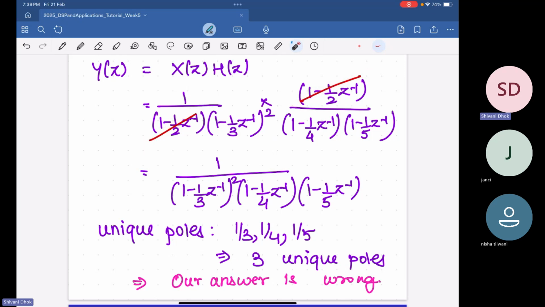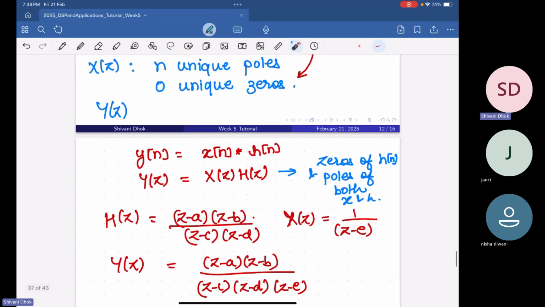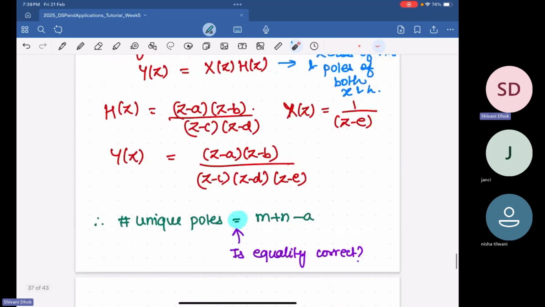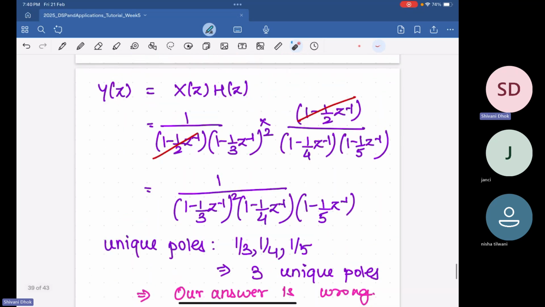So if in case we have some poles completely nullified by zeros, we'll lose out on one pole, and that is happening in this kind of example. So therefore this thing here, what we wrote, is true when there is no pole 0 cancellation. But if there is pole 0 cancellation, we will get number of unique poles less than this particular value. So therefore we'll modify our answer a little bit.